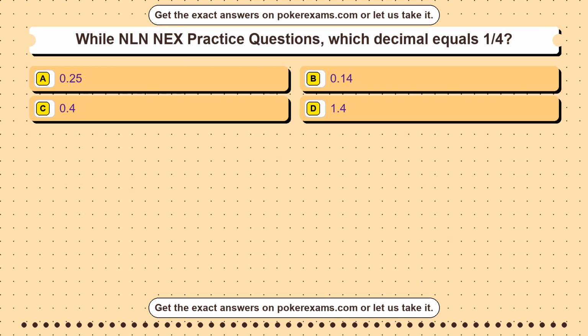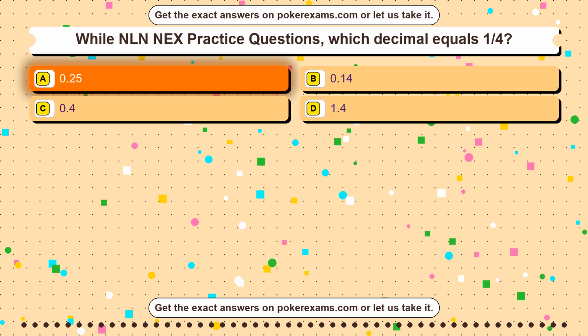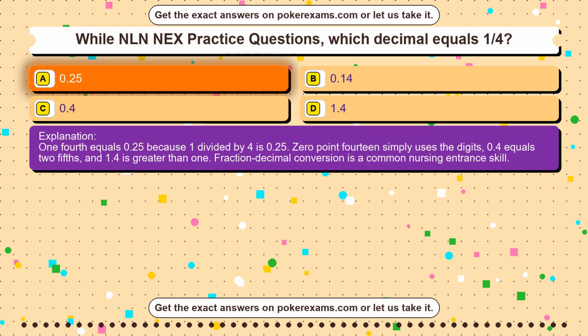Question 37. While NLN NEX Practice Questions, which decimal equals 1/4? Option A, 0.25. Option B, 0.14. Option C, 0.4. Option D, 1.4. The correct answer is option A, 0.25. 1/4 equals 0.25 because 1 divided by 4 is 0.25.